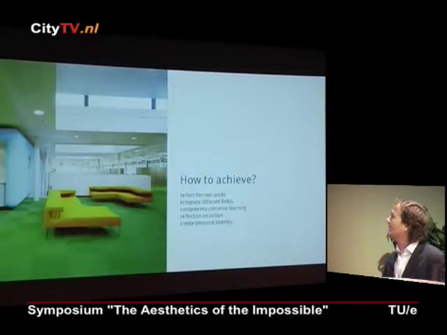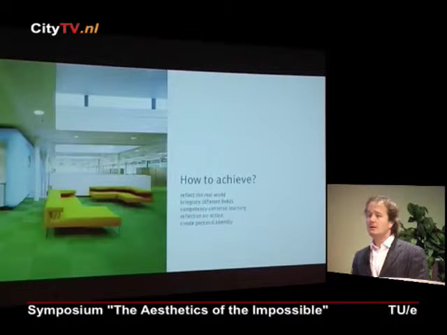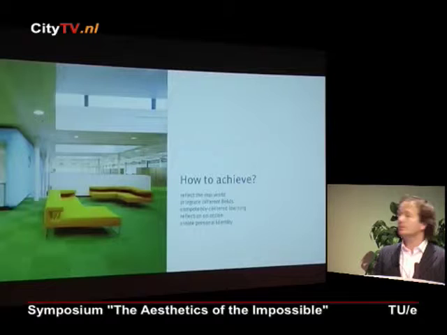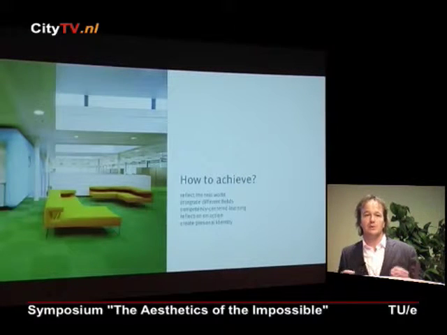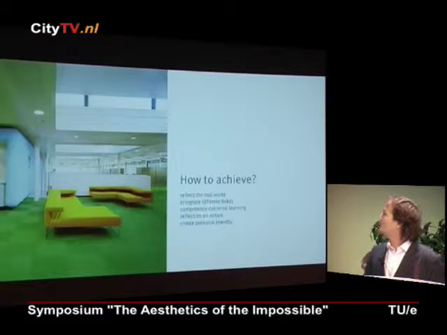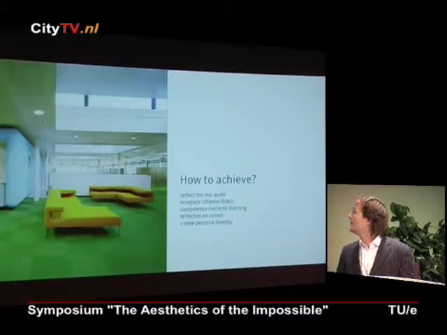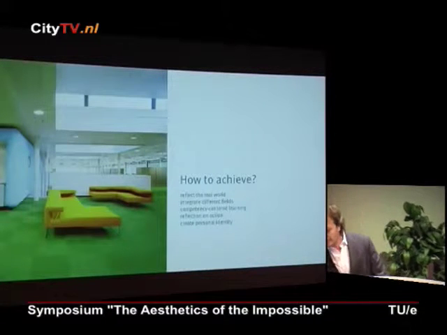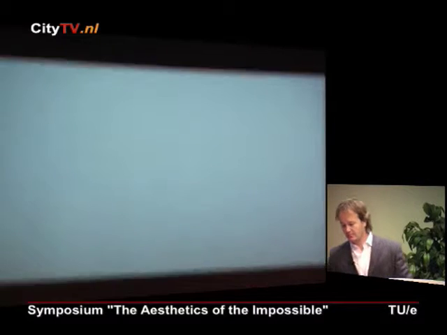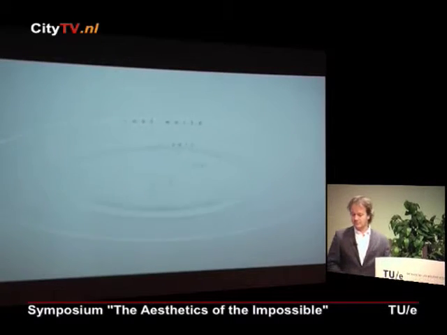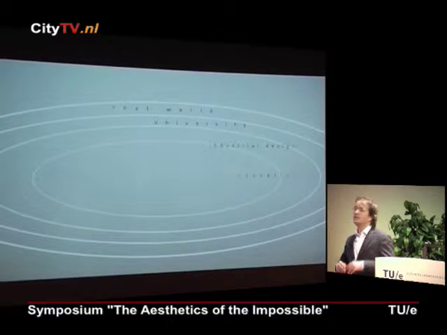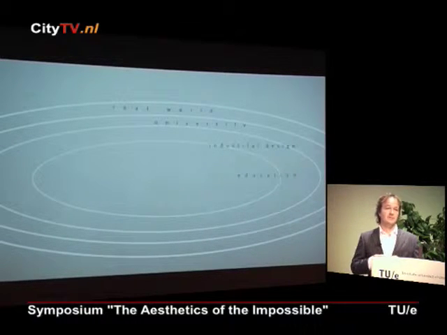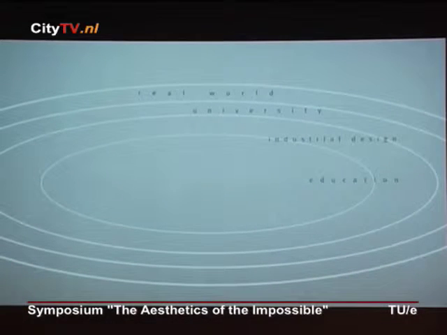How do we want to achieve this? How do we want to educate this new type of designer? We chose that the department and the education should in some way reflect the real world. Integrate these different fields that are responsible for products into this real world. And a competency-centered learning system, reflection on action, and the creation of some personal identity for these students. So the education should be a reflection of industrial design, a reflection of a university of technology, and a reflection of the real world, or maybe vice versa.